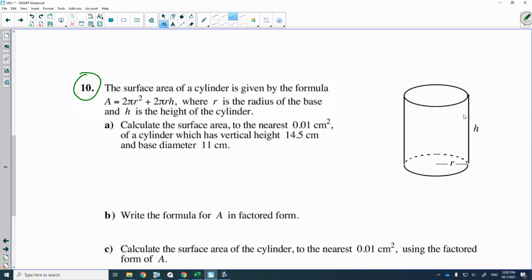Let's fill this in. It says the vertical height is 14.5 centimeters. So let's put that. 14.5 centimeters. And then it gives you not the radius. It says the base diameter is 11. What would the radius be? What do you do? Yeah. The radius is half of the diameter. So if I give you a diameter, you just take that number, divide it by 2, and then you have the radius.